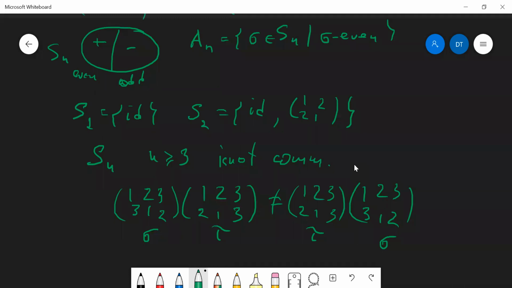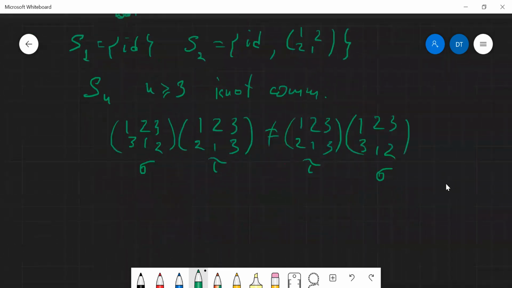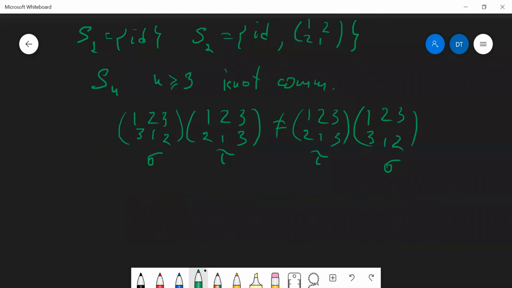I'm sorry, I confused two different answers. Okay, let's check what's written here. So 3 goes to 2, 2 goes to 1, 3 goes to 3. Okay, this one is already a working example. So this is the example. Do you have any questions regarding this example? Okay, but be careful. Sometimes this group is commutative if n is sufficiently small.